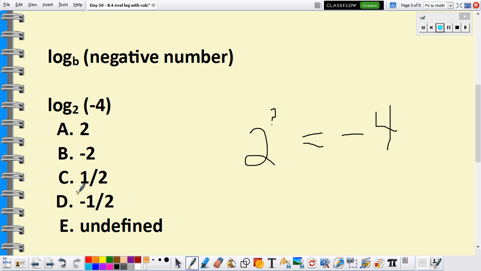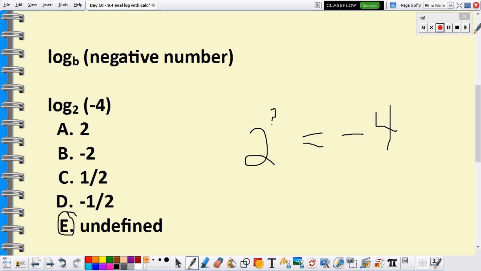You can't raise 2 to a power and get a negative number. The base is always going to be positive because we don't use negative bases for exponentials, because it would lead to functions that are not continuous. You can't take a number, raise it to a power, and get a negative number. So this argument can never be negative. This is going to be an important fact tomorrow when we start graphing logarithmic expressions.